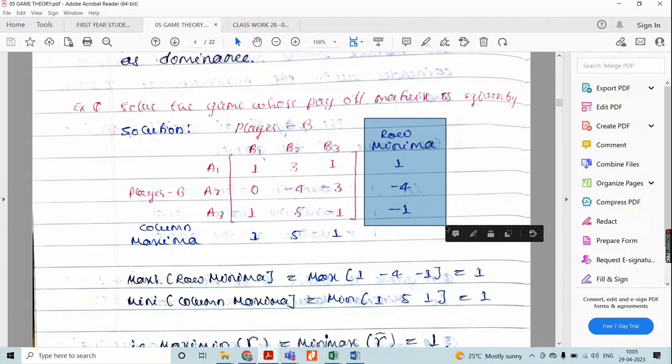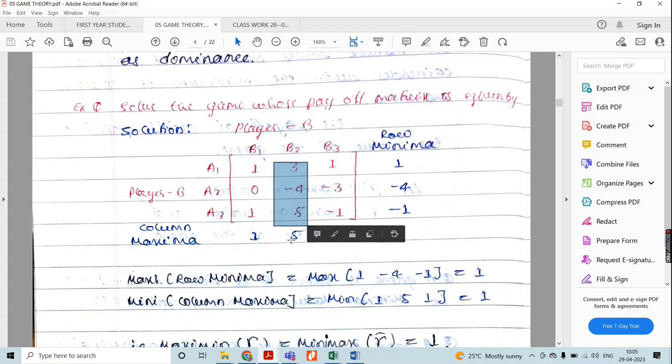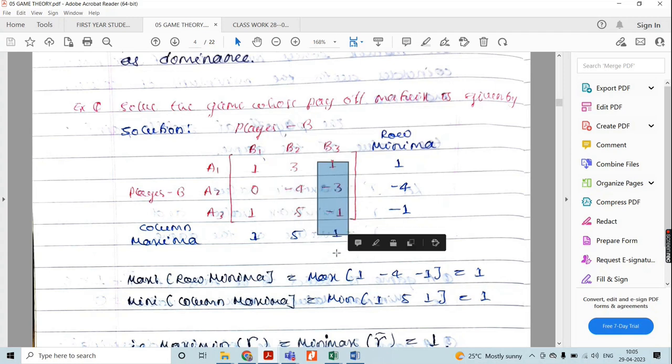This is the row minima. Don't be too smart and evaluate the row maxima, because the principle is defined to identify the row minima values only. Then similarly, the column maxima. In this column, 1 is the maximum value. In the second column, 5 is the maximum value. In the third column, 1 is the maximum value. Now we have the column maxima and the row minima. Confirm.